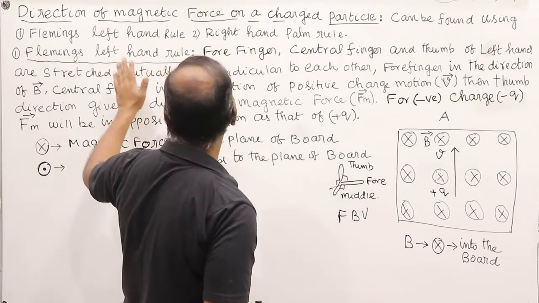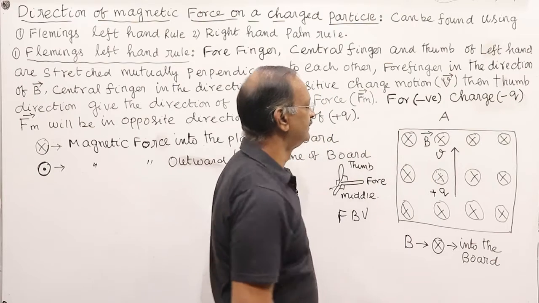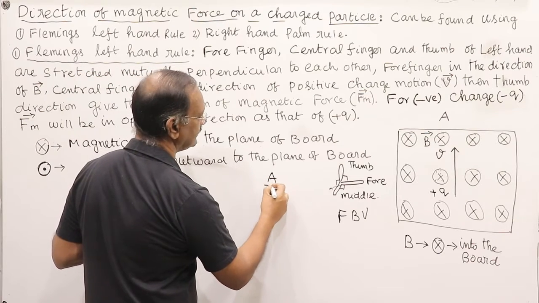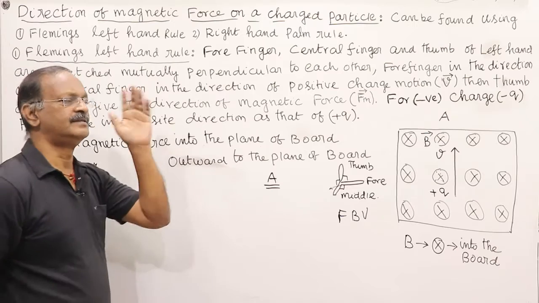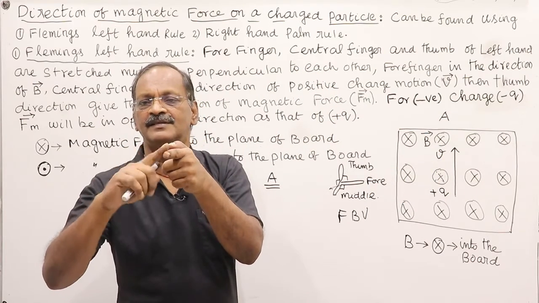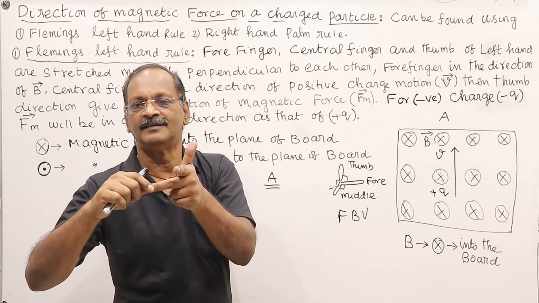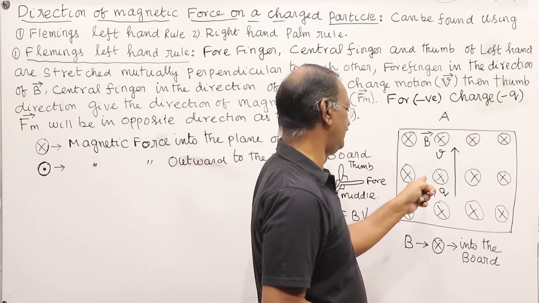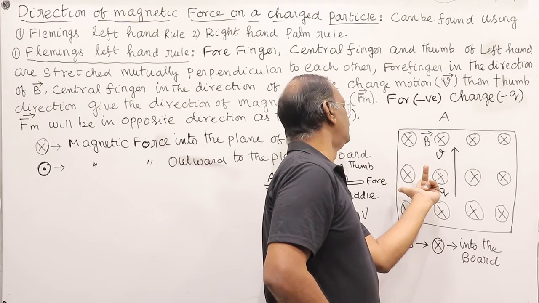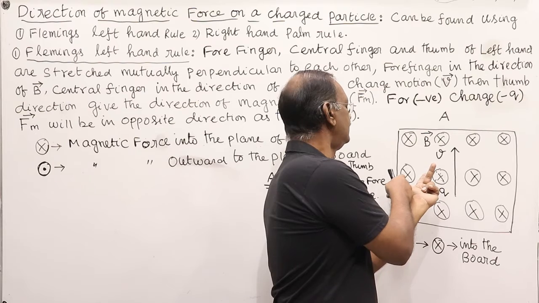So with this method, using Fleming's left hand rule, we will find the answer for this figure. Here the magnetic field is a cross, which means it is going into the plane of the board. This is case A. Now we use the left hand rule. The velocity is in the upward direction. First we use the forefinger for the magnetic field into the board, then the middle finger for the velocity, upward. Lastly the extended thumb gives the direction of the force.